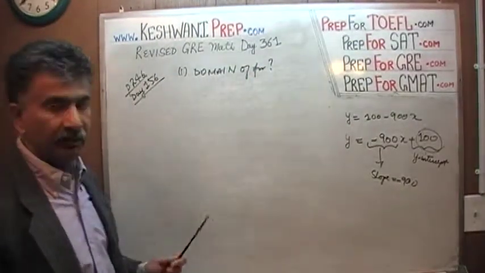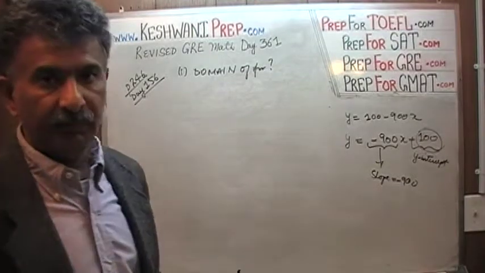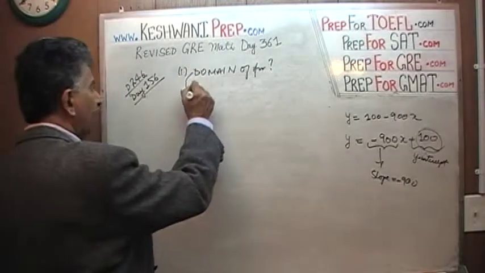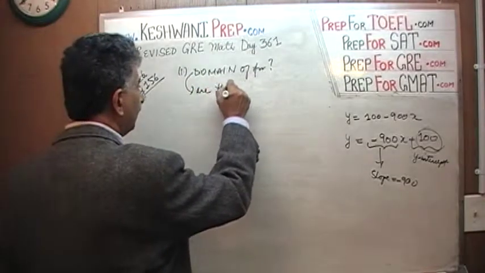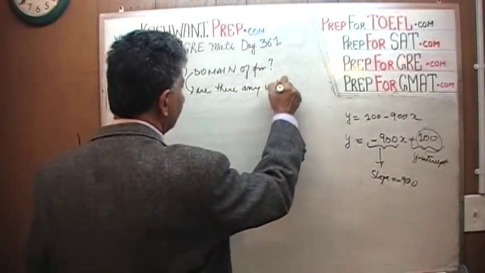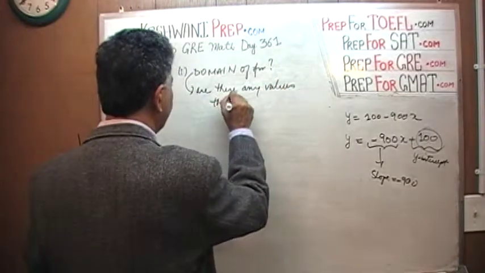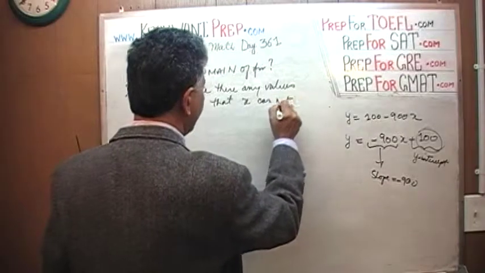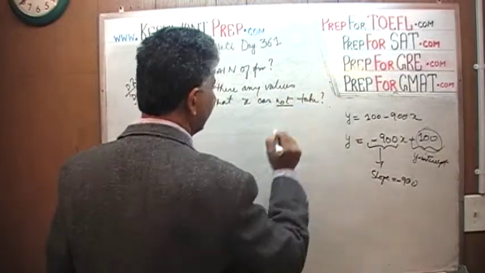This is the language of mathematics. What's the domain of this function is the language of mathematics. What does it mean in English language? In English language, it simply means, are there any values that x cannot take? That's what they're asking here.